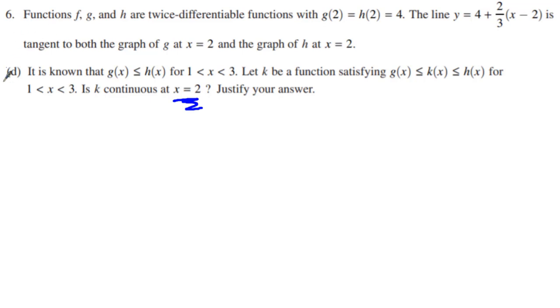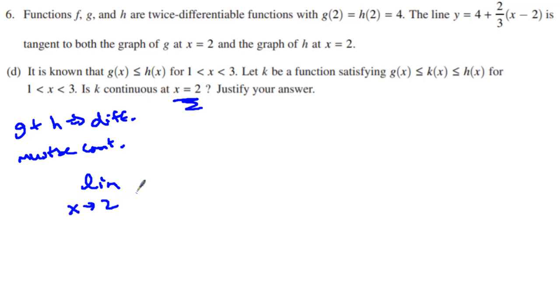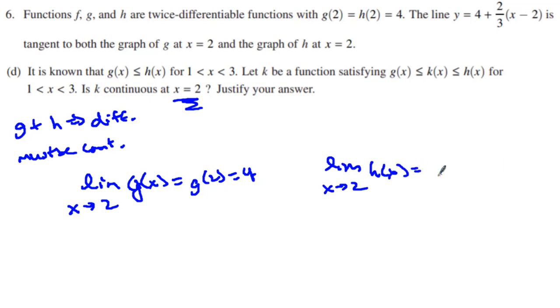Well, what do we know? G and h, these functions are differentiable. Okay? And they're twice differentiable, which means they must be continuous as well. Okay, and which means that the limit as x approaches 2 of g of x is equal to g of 2. We already know this. It's equal to 4. Okay, we've already said this, haven't we? Because that g and h, we know they're differentiable. They must be continuous because their points are defined on these values. Okay, and I know the limit as x approaches 2 of h of x is equal to the same value as h of 2, which is equal to 4. Okay, that value is defined.